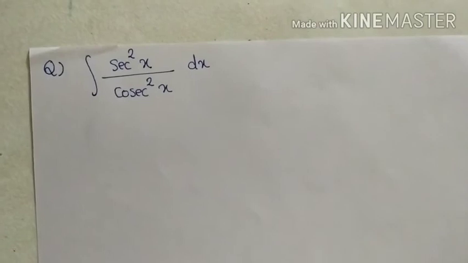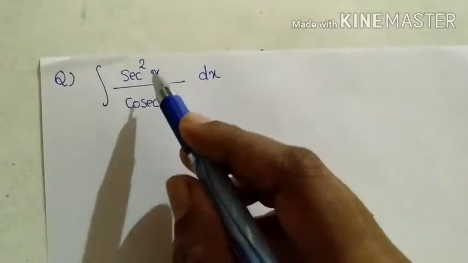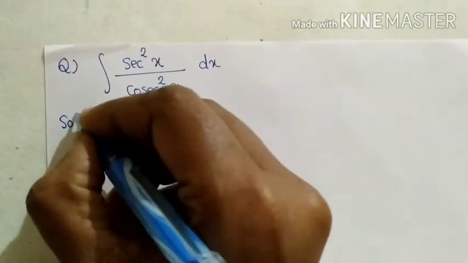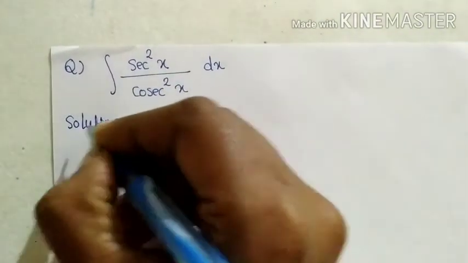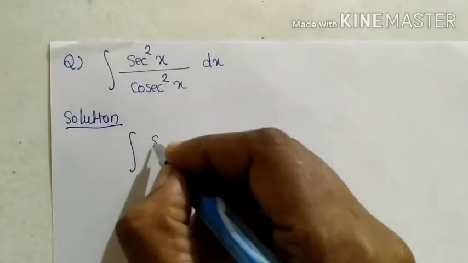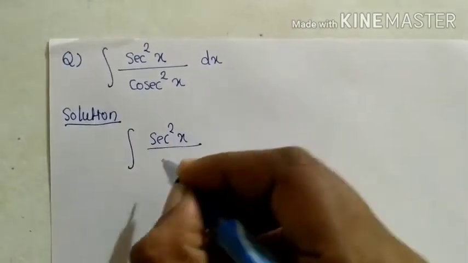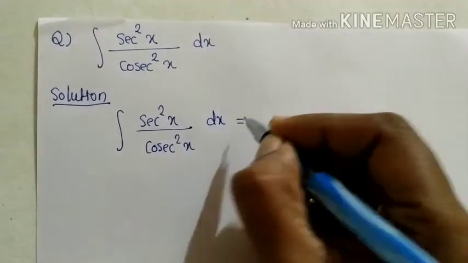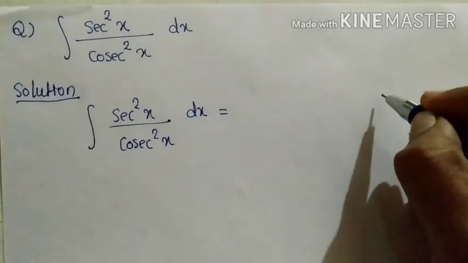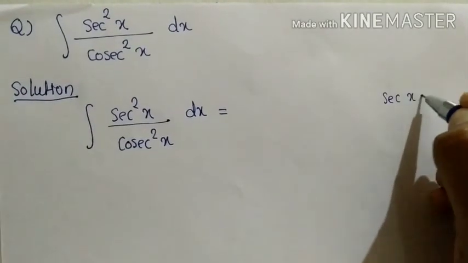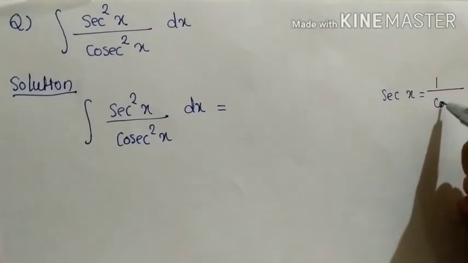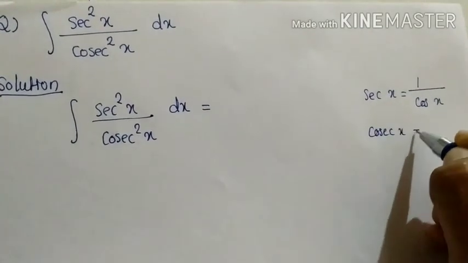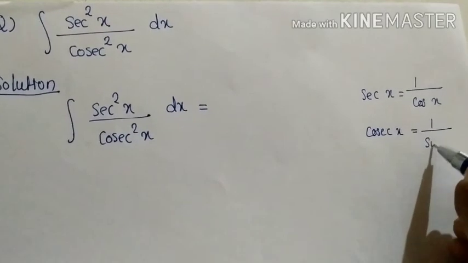This is our next question. Find the value of integral sec square x divided by cosec square x dx. So let's start the solution of this question. Given that integral sec square x divided by cosec square x dx. Okay, so we know that sec x is the reciprocal of cos x, right? And also cosec x is equal to the reciprocal of sin x.